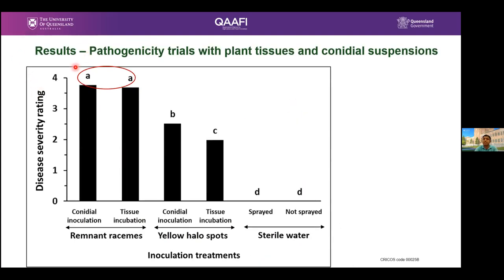This figure shows the results of pathogenicity trials with plant tissues and conidial suspension. Here you can see that the two treatments, conidial inoculations and the direct tissue incubations from remnant racemes, produced significantly the highest disease severity, whereas the two types of treatments involved with yellow halo leaf spots produced comparatively lower disease severity in comparison to the treatments of remnant racemes.